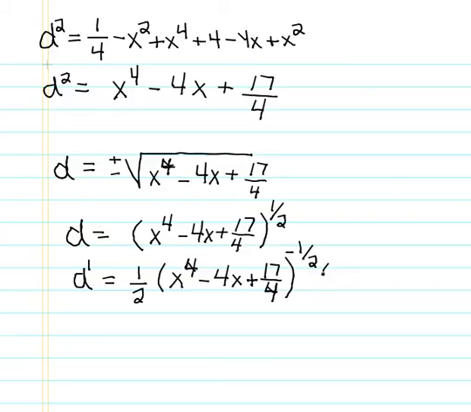But then we also have to multiply by the derivative of what's in the parentheses, which would be 4x cubed minus 4. And since it's an optimization problem, we're going to set all of this equal to 0 and solve. So 0 equals, since this is all to the negative 1/2 power, this is all going to go into the denominator with the 2, and the 4x cubed minus 4 is going to stay in the numerator.